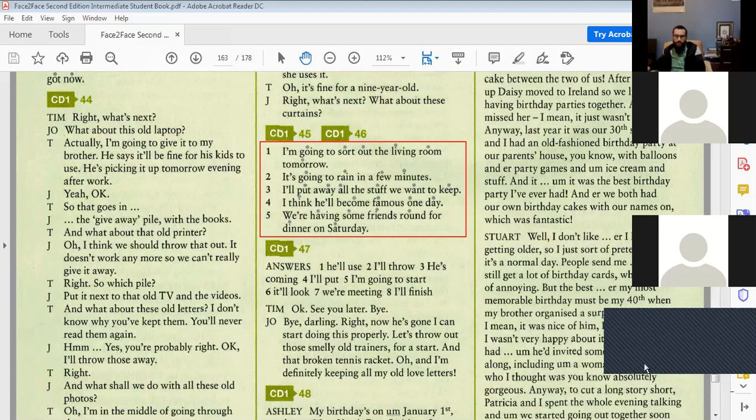Track 45. 1. I'm going to sort out the living room tomorrow. 2.